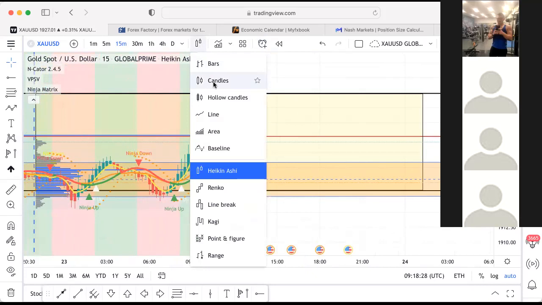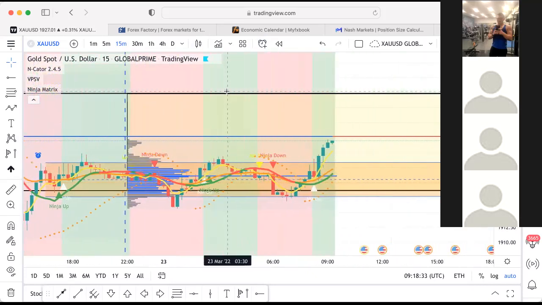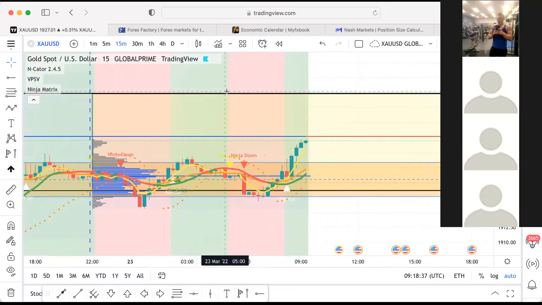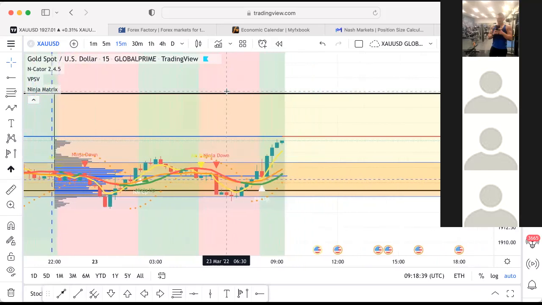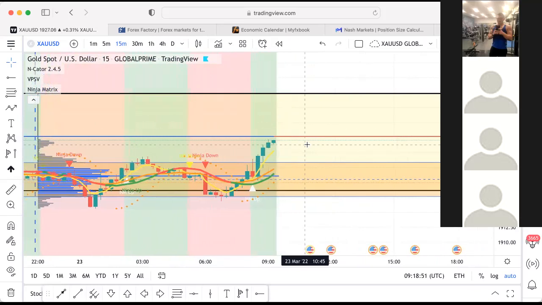Okay. So I've remembered to go back to normal candles, and we're still looking like it's going to make its way to the point of control. And then, of course, we need to make a decision. Once it hits the point of control, we need to make a decision. Is it going to continue upwards, or is it going to reject from that price there?